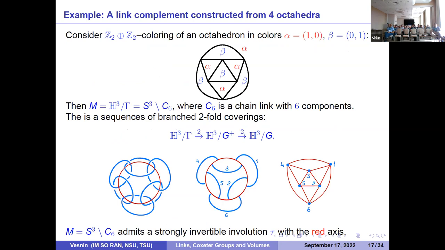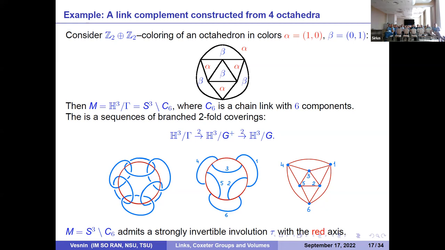And just a simple example of how it looks. Let's consider the octahedron. This is the one-skeleton of the octahedron, and let us use two colors, red and blue. According to the above theorem, you can find the kernel, and this kernel will be the fundamental group of some hyperbolic manifold. And it is easy to see that this manifold is exactly a link complement. So what is the link? It is a chain with six components.